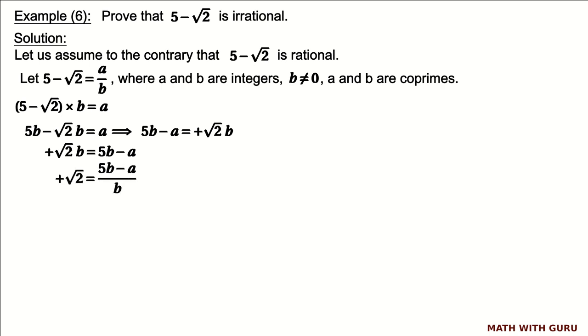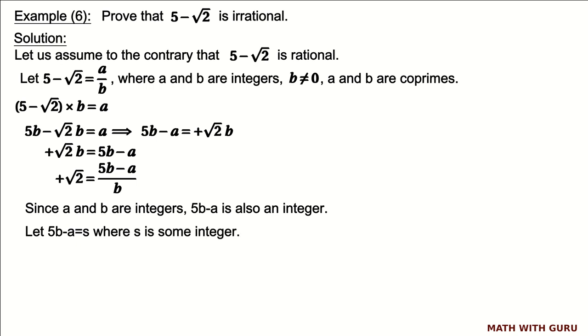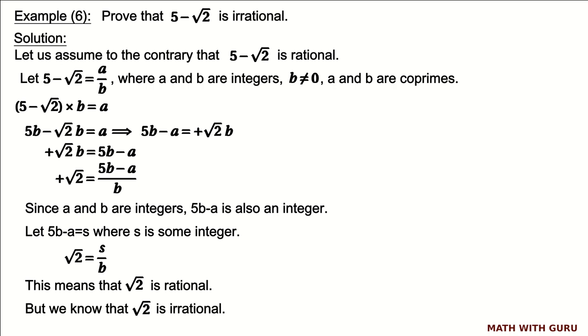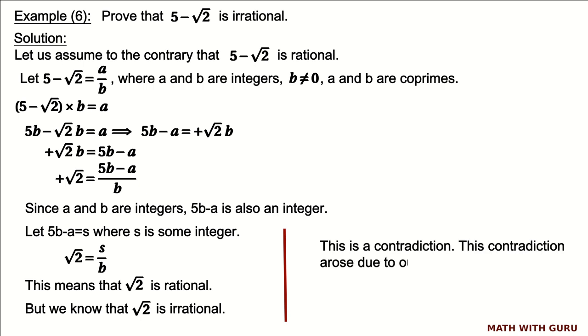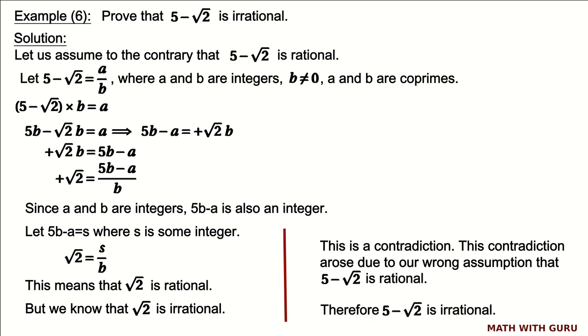Plus root 2 equals 5b minus a over b. Since a and b are integers, 5b minus a is also an integer. Let 5b minus a equals s, where s is some integer. Root 2 equals s over b. This means that root 2 is rational, but we know that root 2 is irrational. This is a contradiction. This contradiction arose due to our wrong assumption that 5 minus root 2 is rational. Therefore, 5 minus root 2 is irrational.